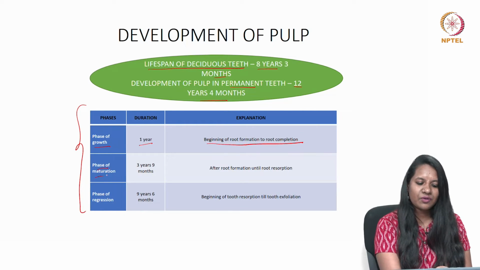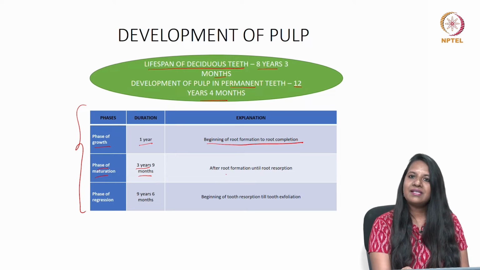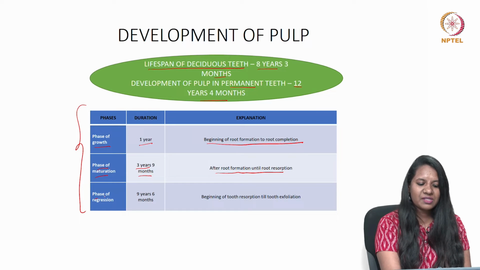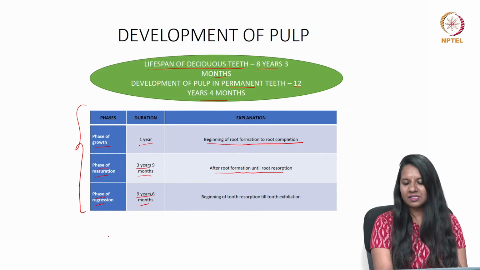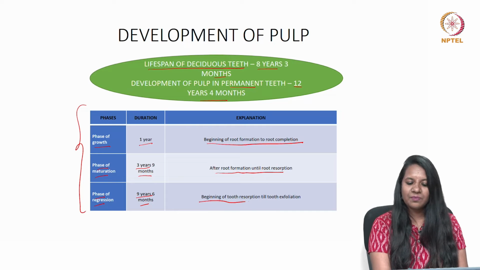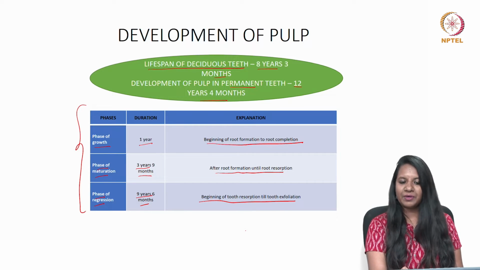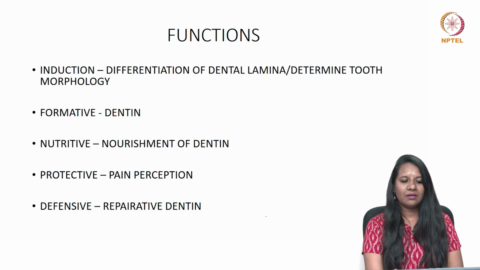Then comes the phase of maturation, which occurs for 3 years and 9 months, and it is after root formation until root resorption. Then comes the phase of regression, which occurs at 9 years and 6 months. This depicts beginning of tooth resorption till tooth exfoliation, whereas the permanent teeth develop 12 years and 4 months.